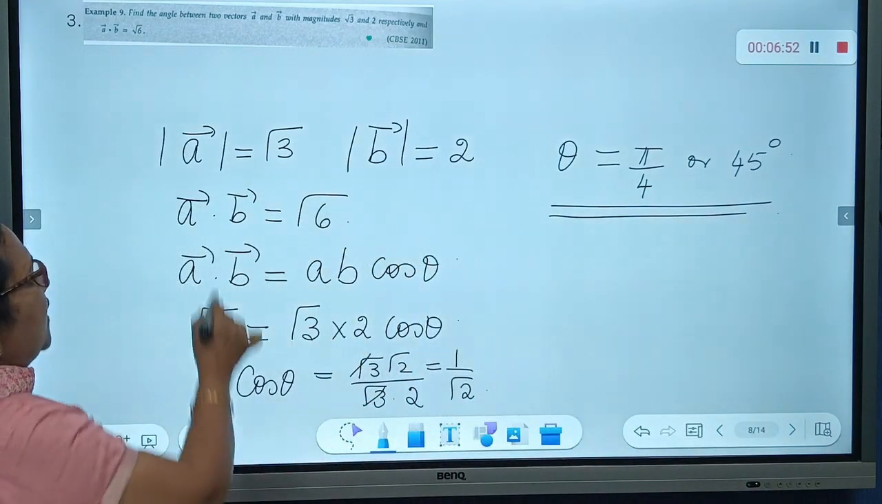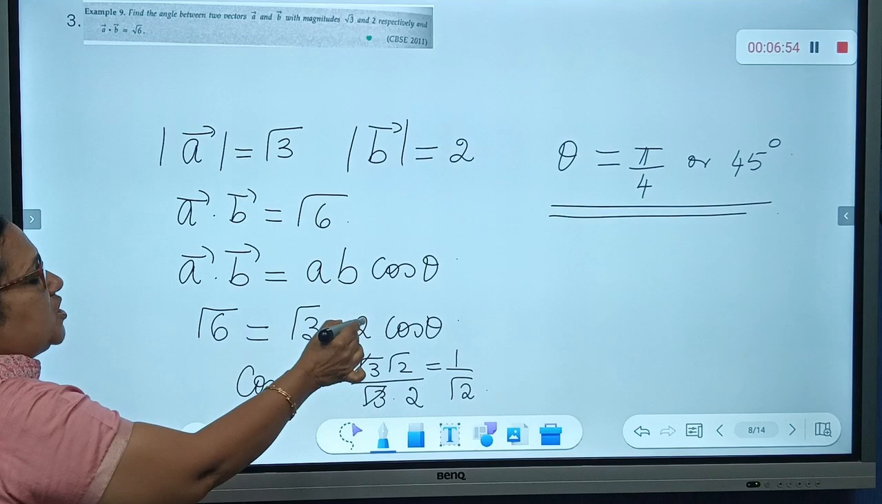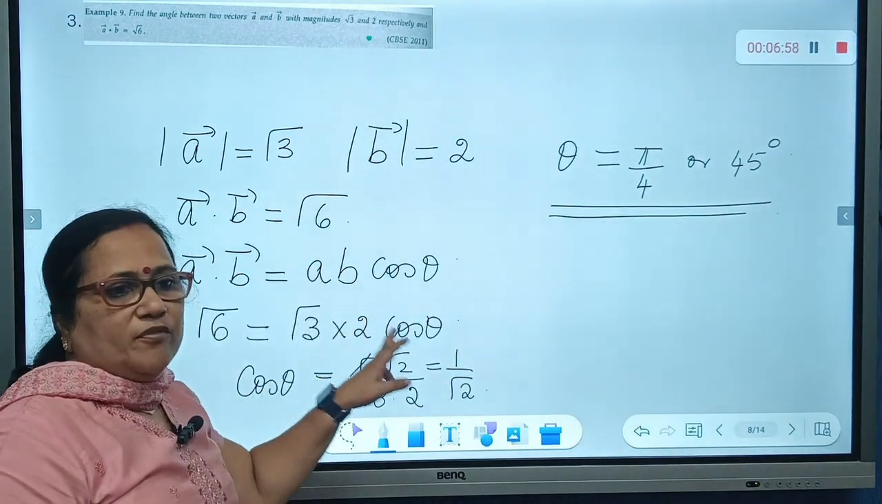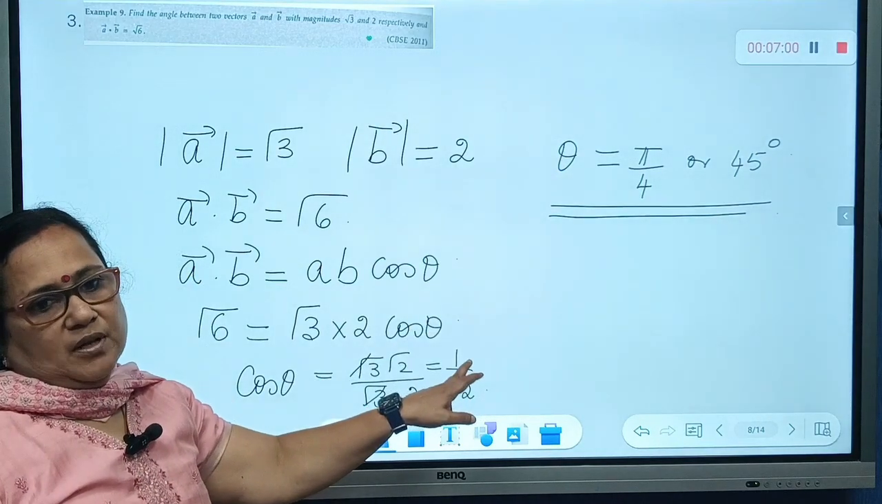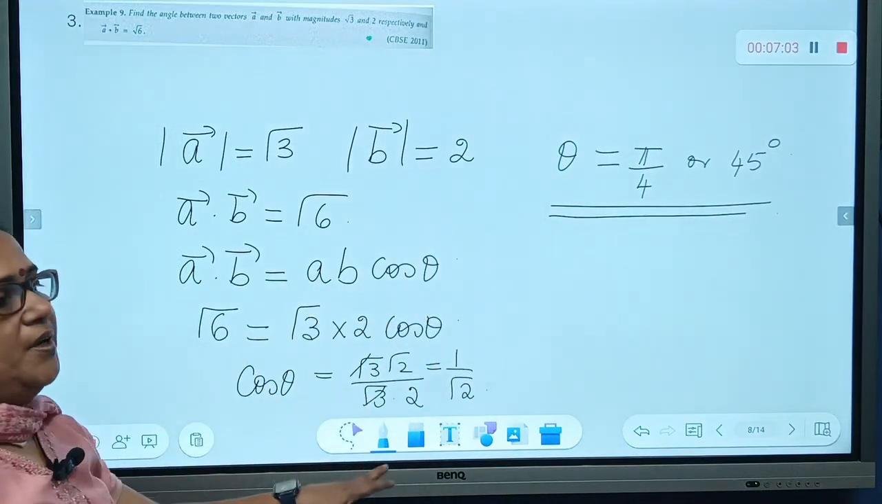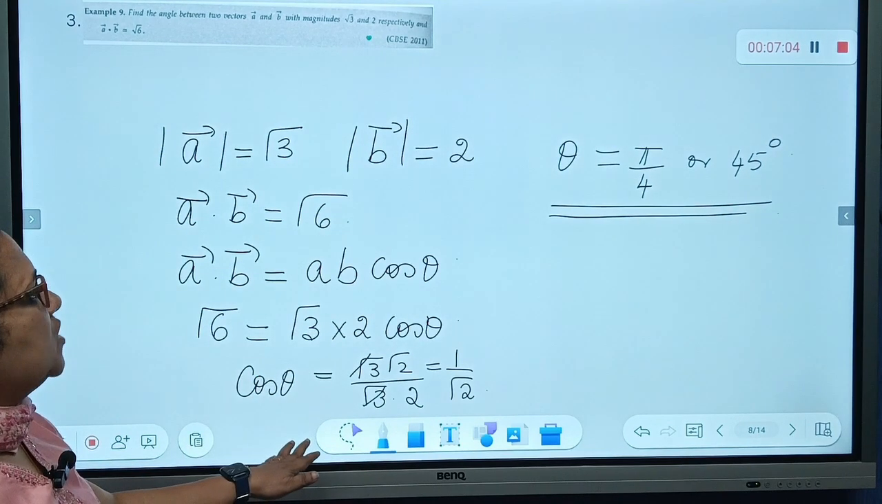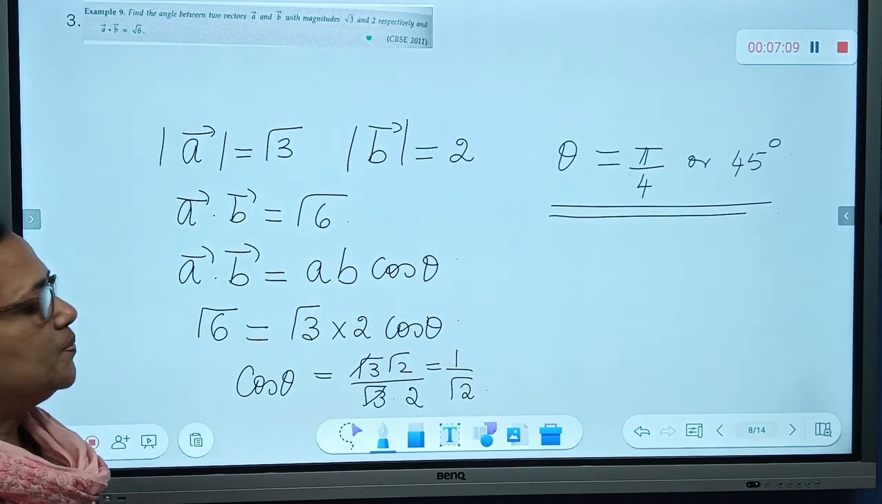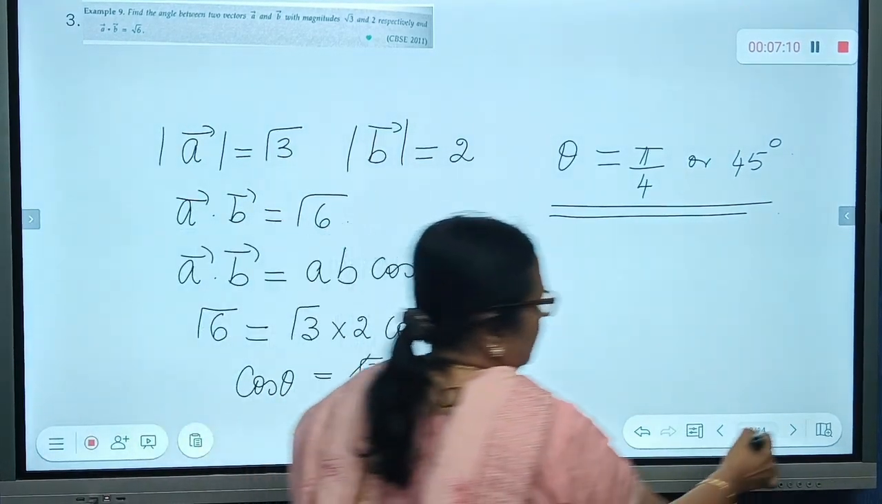Is it clear? I have just written a dot b as ab cos theta. From that, if you know a dot b and you know the lengths of a and b, theta is determined. Cos theta is a dot b by ab. I have just substituted the values and simplified, and then we get cos theta is 1 by root 2, which means theta is 45 degrees.